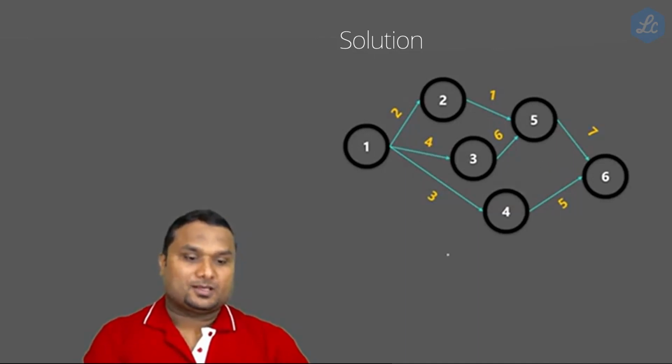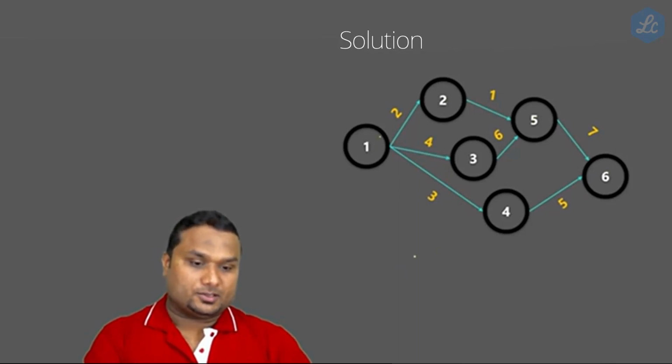Now, my dear friends, please have a look here. The paths of the network diagram: 1 to 2, 2 to 5, 5 to 6 is one path, and it is 2 plus 1 plus 7. The total duration is 10.